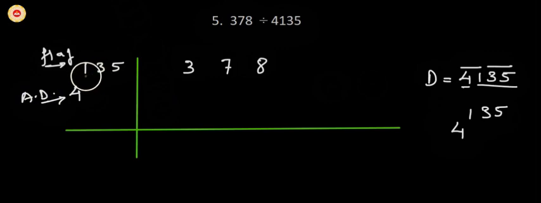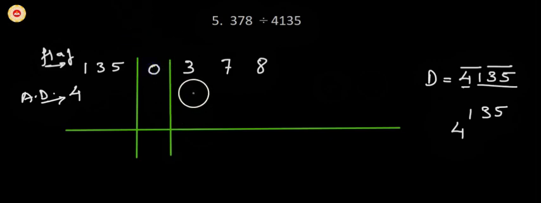How many digits are there in the flag? 1, 2, 3, 3 digits. So let us leave 3 digits from the right side and draw the decimal line. 1, 2, 3. Let us draw the decimal line. Right? Let us write 0 here. See friends, we have drawn the decimal line after 3 digits from the right side, so that the number of digits in the flag and the number of digits at the right side of this decimal line should be equal.